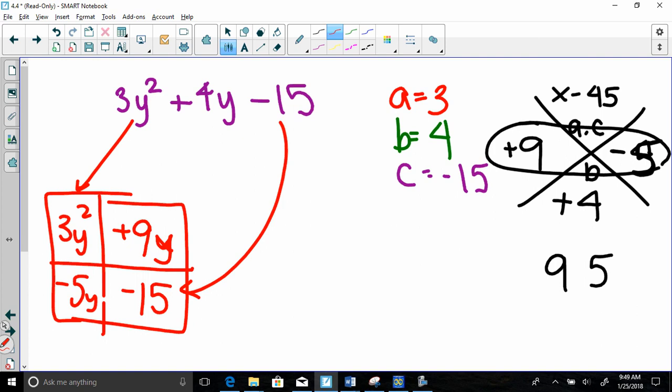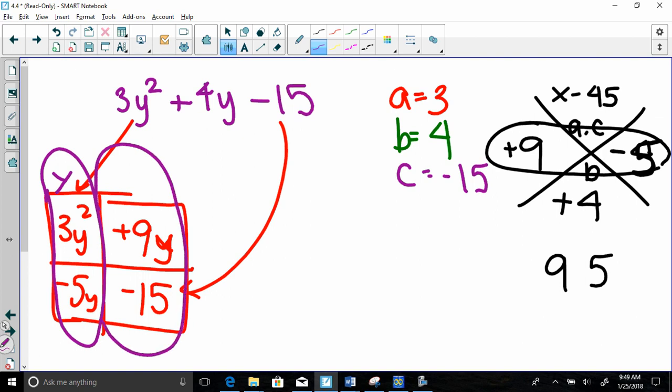Then I find the GCF. So what's the GCF of this first row right here? What's the only thing they have in common? Just one y, right? And then what's the GCF of 9 and 15? 3. Then we go this way.